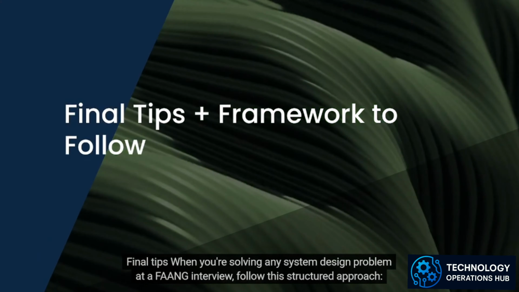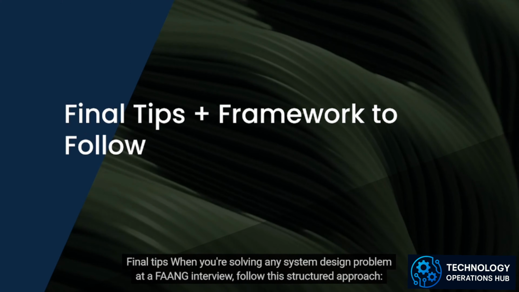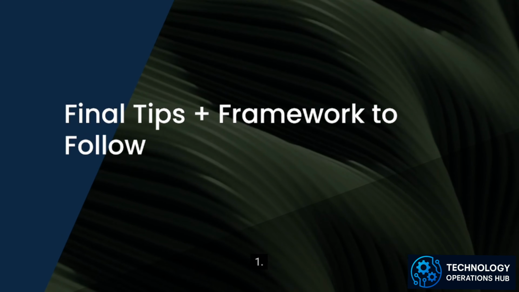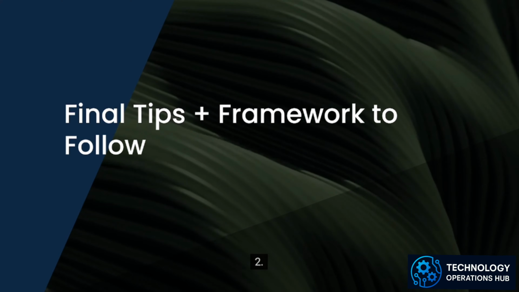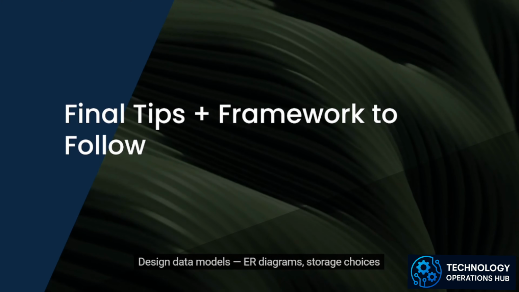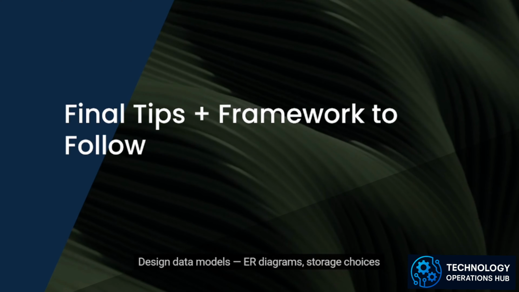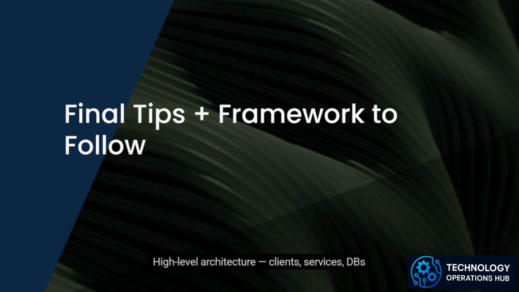Final tips. When you're solving any system design problem at a FAANG interview, follow this structured approach. 1. Clarify requirements, functional and non-functional. 2. Define APIs, if relevant. 3. Design data models, ER diagrams, storage choices. 4. High-level architecture: clients, services, DBs.